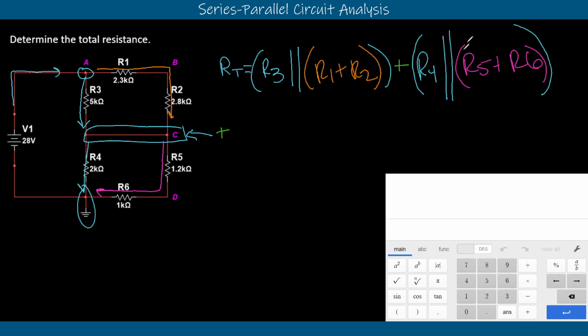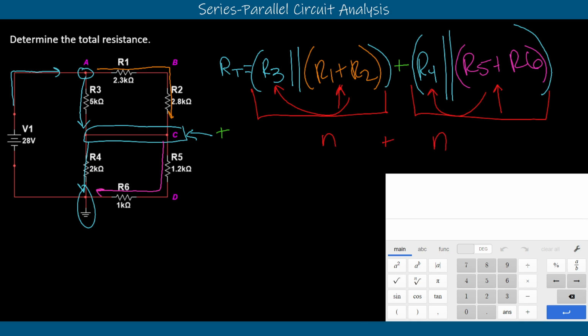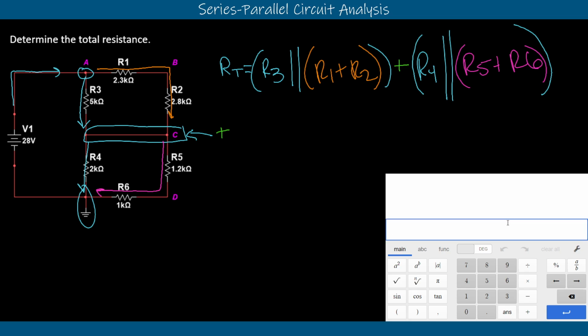That way, I can work innermost parentheses outward. I can combine these two here and then put that in parallel with R4. And then I'll have a total number here. I can do the same thing over here. I can put these two together, add them up, and then put that in parallel with R3. Then I have a total number here. And then I have a number plus a number. So we're going to use that to calculate our total resistance. So this is the relationship of our series parallel circuit.